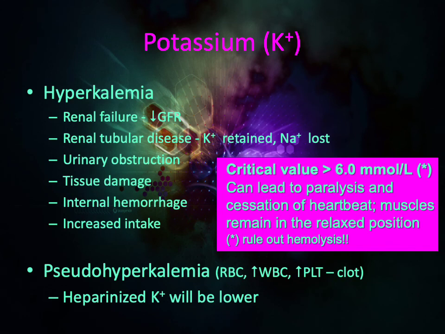Pseudohyperkalemia is an in vitro increase of potassium due to the lysis of RBCs, WBCs, and platelets during clotting. It is especially important in patients with elevated WBCs and platelets. When comparing serum and heparinized plasma, potassium levels will be slightly lower.